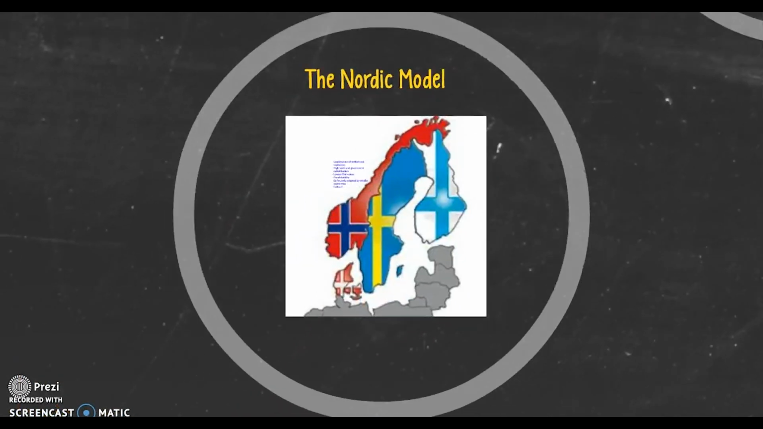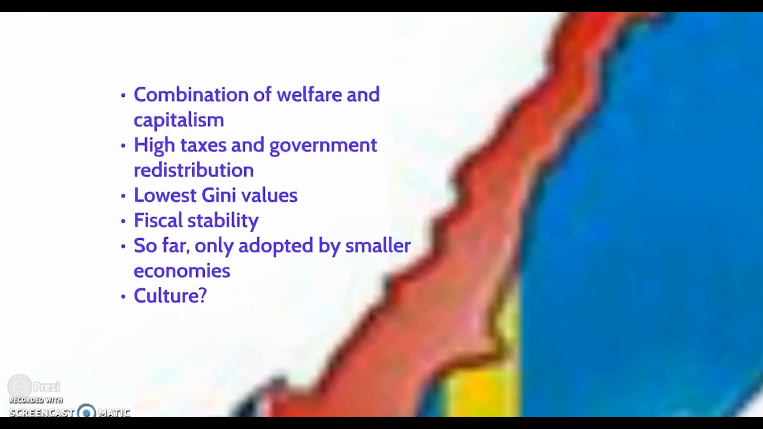The Swedish and Nordic model of combining social democracy and capitalism has yielded the lowest increases in the Gini coefficient while stimulating the economy and creating some of the most fiscally stable nations of the world. Yet, this model might not work for all countries, especially the US, because of two things: the size of the economy and the cultural differences.